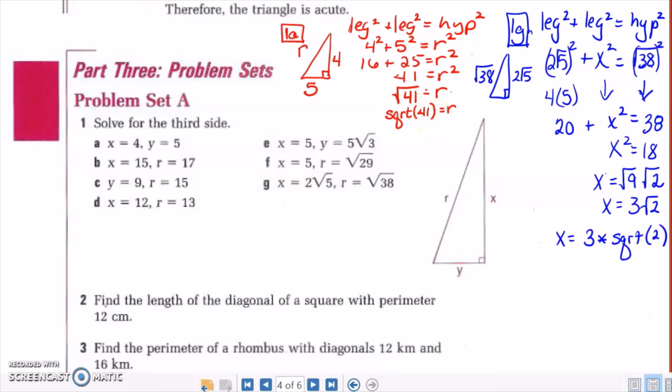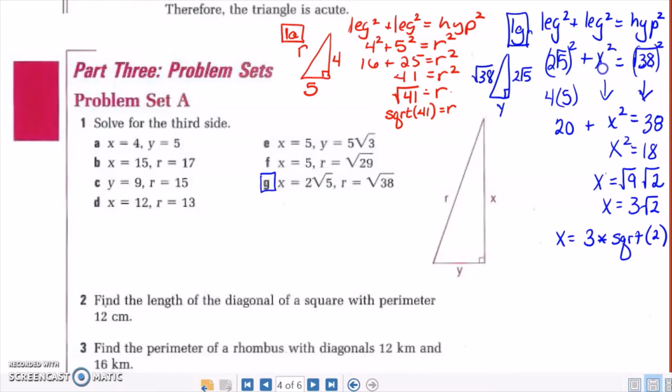If we take a look now at 1G, we have the leg squared plus the leg squared equals the hypotenuse squared. And the values that they gave us were one leg was 2 root 5. The hypotenuse, r, is root 38. So be careful and don't just assume that they're both legs. And we have to find the other missing leg.